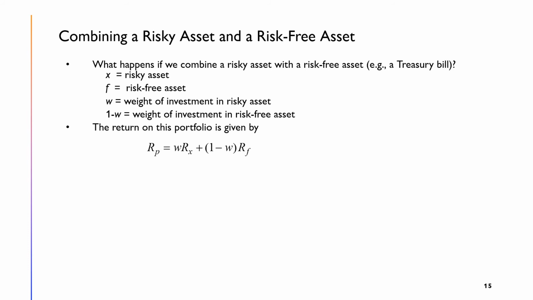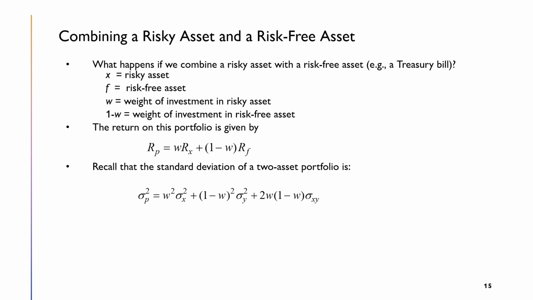We can use the formula for the standard deviation of a two-asset portfolio to calculate risk. As the risk-free asset has no risk, its standard deviation is zero. Its covariance with the risky asset is also zero. Therefore, the formula can be simplified as the weight of the risky asset multiplied by the standard deviation of the risky asset.